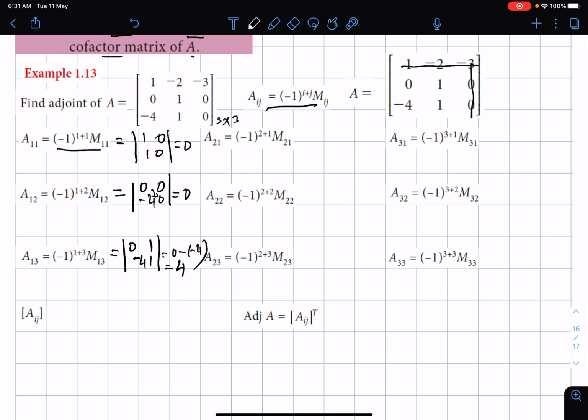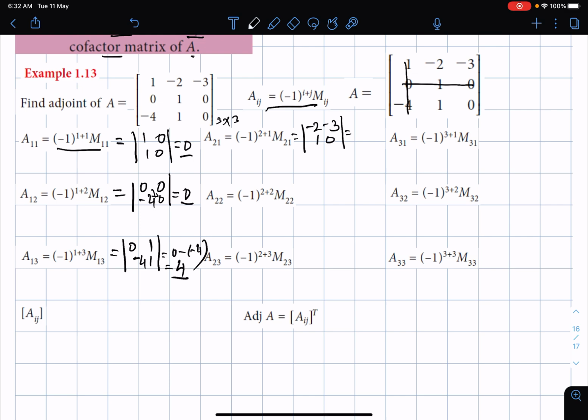Okay, this is your answer. So you got the first row cofactors A11, A12 and A13. Now coming to A21, you're going to go to the second row. In the second row, first element, so you're going to cross out the second row and the first column. So you get the minor as -2, -3, 1 and 0.